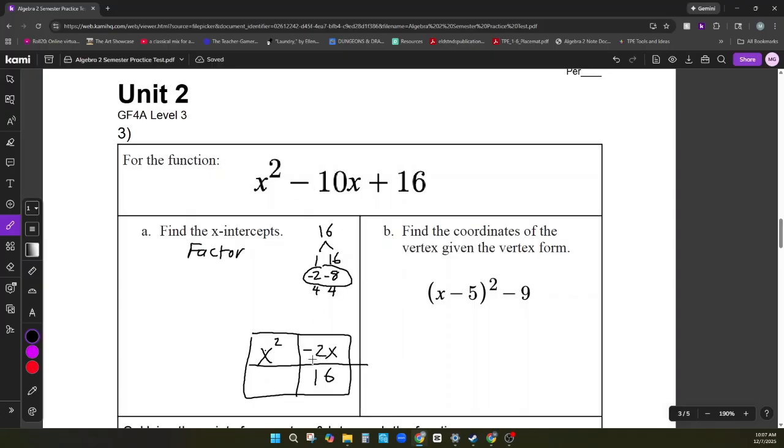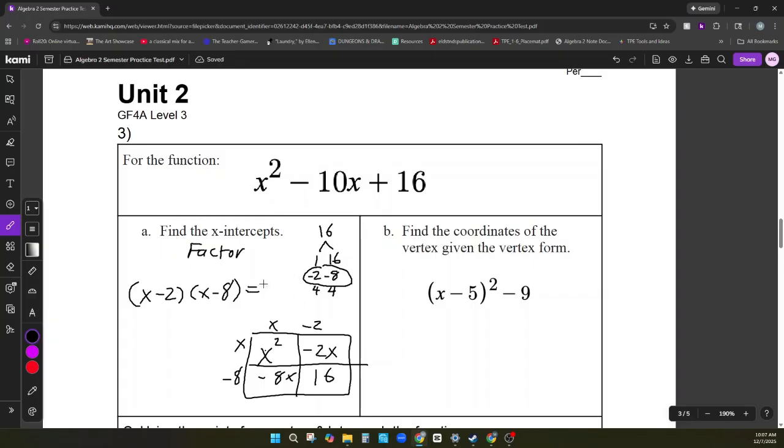So I will treat this as -2x minus 8x. That being x and -2, x and -8. And my parentheses are going to be (x - 2)(x - 8). So we're done factoring, but I still need to find the x-intercept.